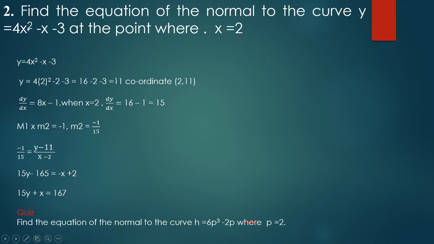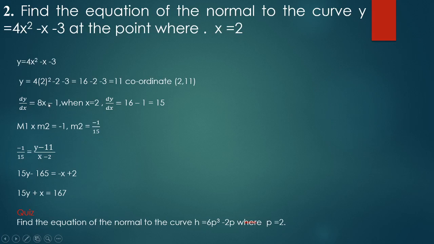So if you substitute x here, it will be 2 squared times 4, minus 2, minus 3, which becomes 16 minus 2 minus 3, which is equal to 11. So the coordinate becomes (2, 11). The next step, like I gave you the procedure, is we find the dy/dx of the equation. dy/dx of this becomes 8x minus 1.